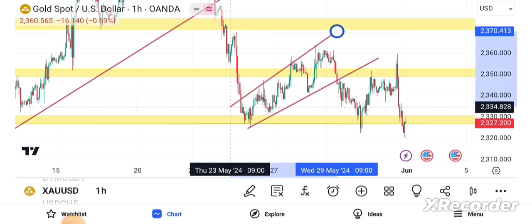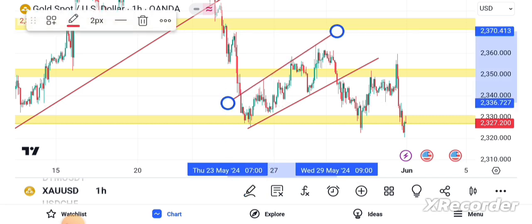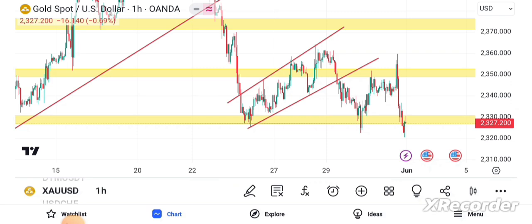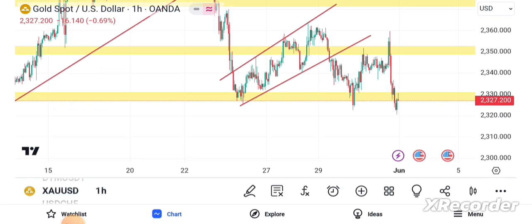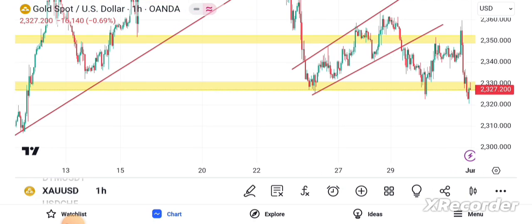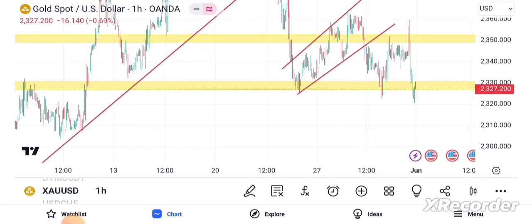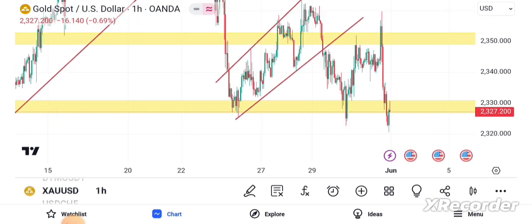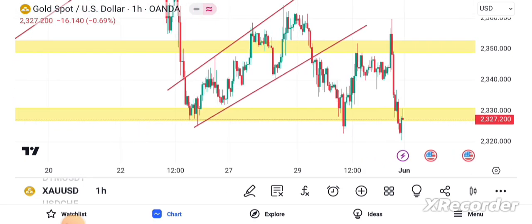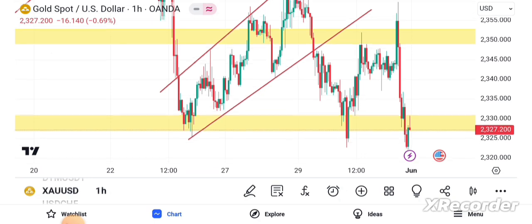It broke out of this channel, broke out and dropped to our zone, dropped to a support level. So that's why I tell you that gold moves from zone to zone. I need to pay attention to details when analyzing gold. All of the details, it matters.